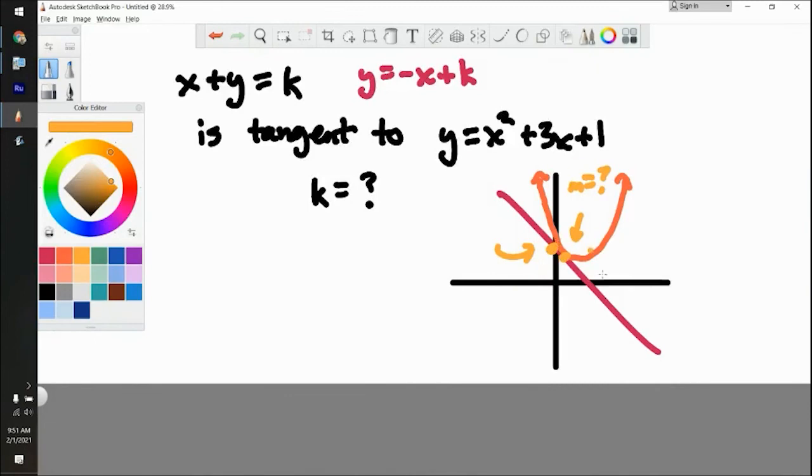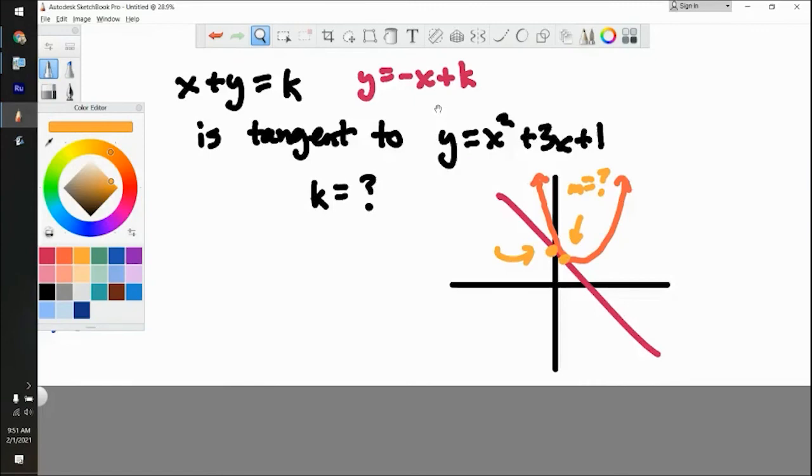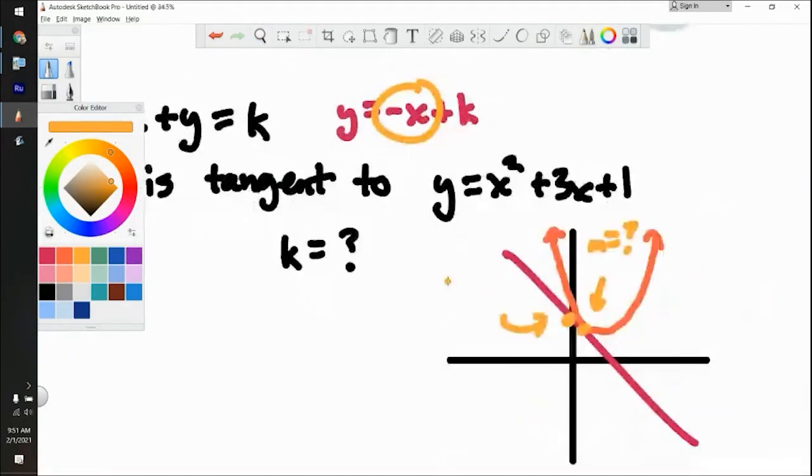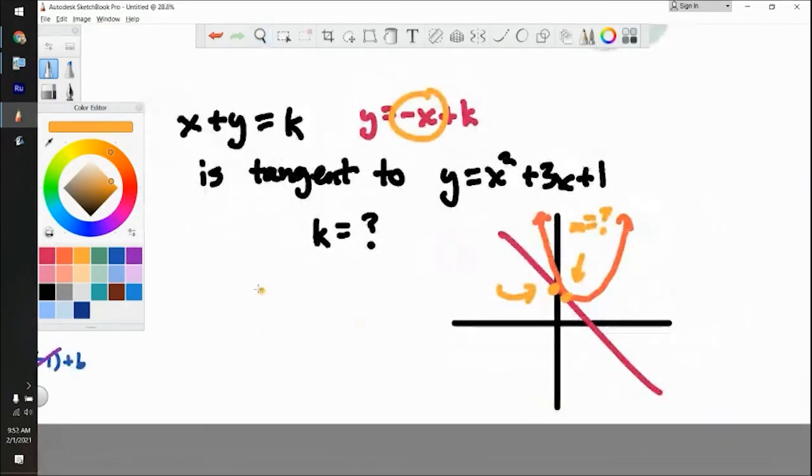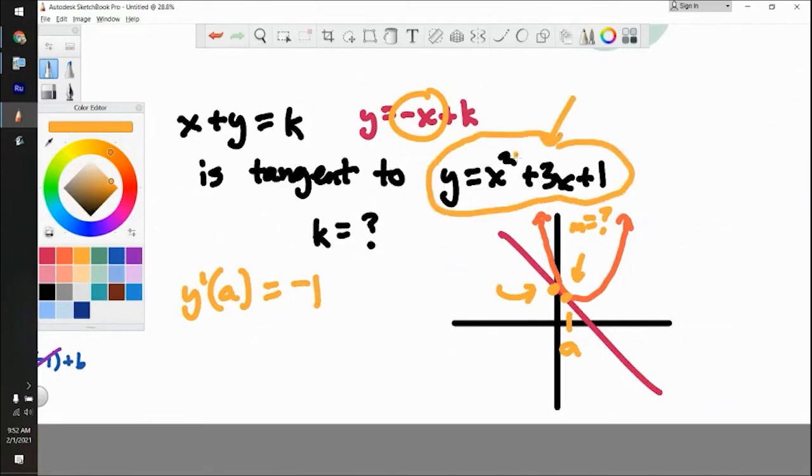-1. How do you know the slope is -1 there? It's negative x. Look at this, -1. So this means that at this point, let's just call this point A, y prime of A is equal to -1. Well, what point has a slope of -1?